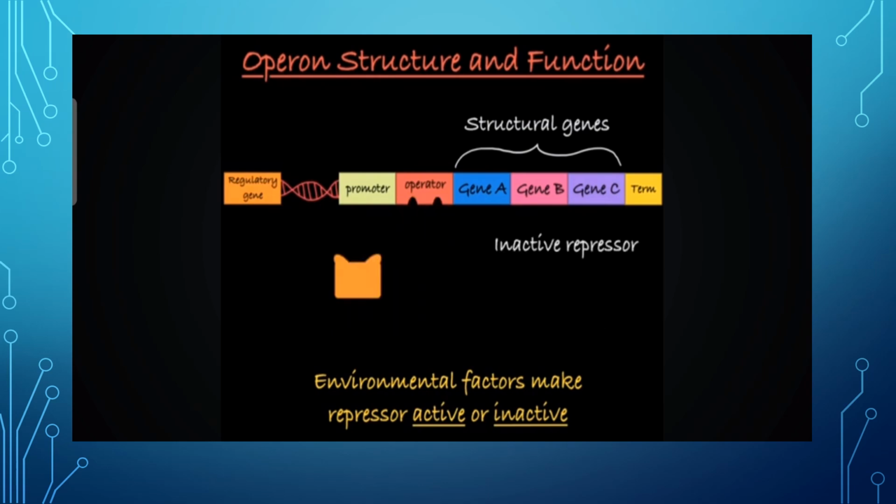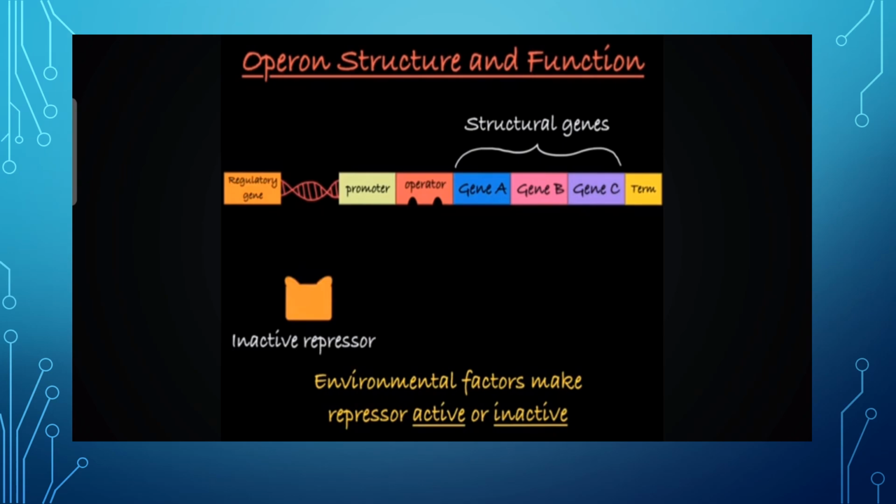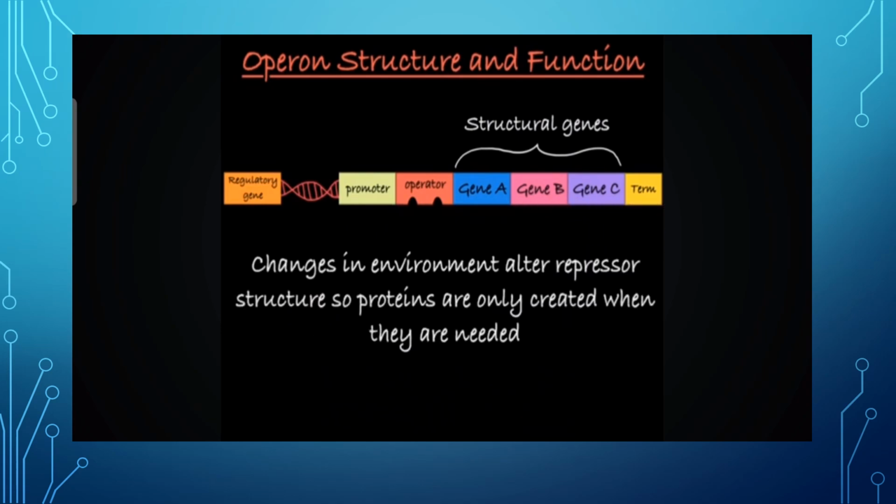When the repressor is inactive, the structure of its DNA binding domain is altered so that it cannot attach to the operator DNA. Because the inactive repressor can't bind to the operator, RNA polymerase can effectively attach to the promoter and transcribe the genes. In this circumstance, the operon is expressed. So changes in the external environment or changes inside the cell can make a repressor change shape, allowing the cell to adjust to changes by making only the proteins necessary in the moment.